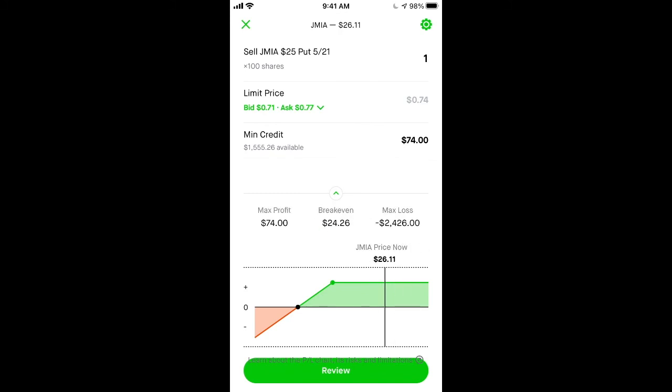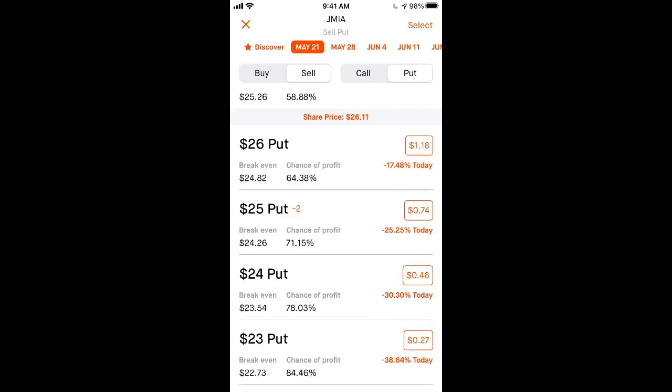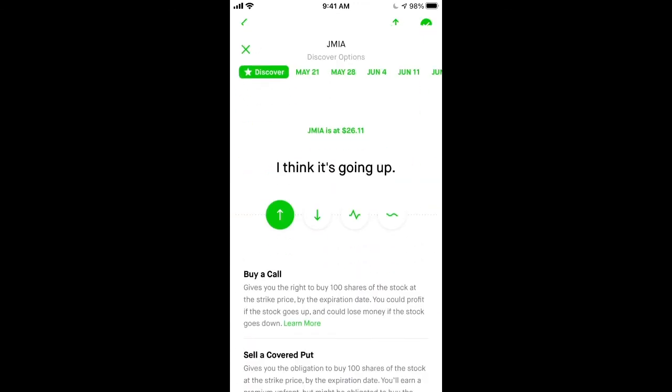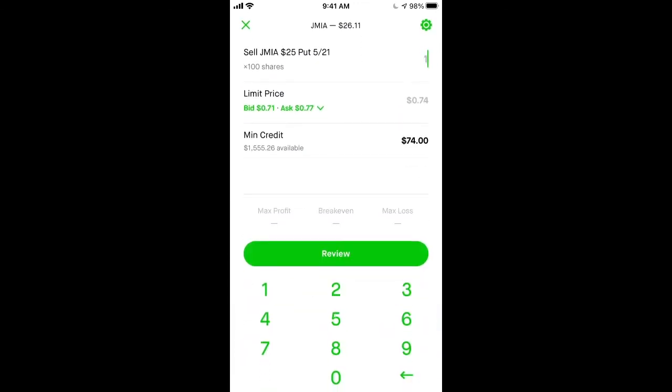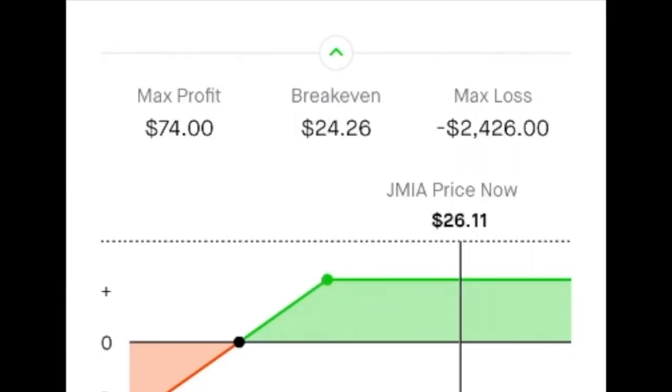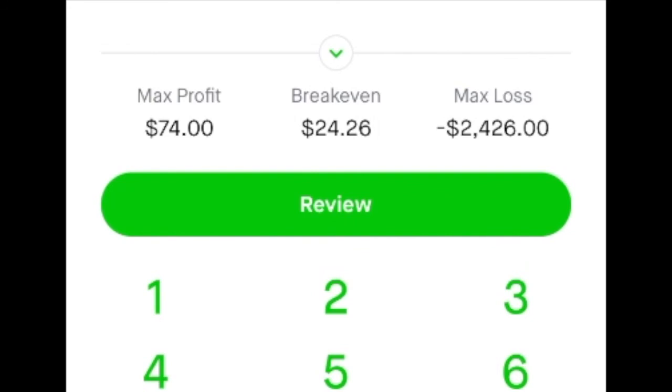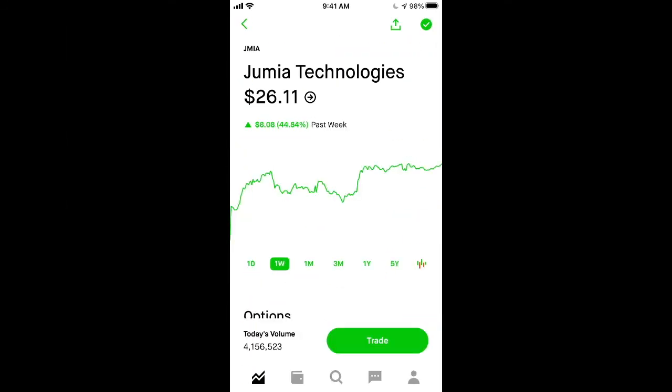Okay, so the max loss section there is essentially saying that the amount of money that you can lose is $2,426, and in order for that to happen, first of all, you will need to have the stock at the end of the contract, and then the stock, Jumia, needs to go to zero for you to lose all that money. If you're following along, I hope you guys are following along. For you to lose all your money, Jumia will have to go to zero, which I don't think the company is gonna do anytime soon.